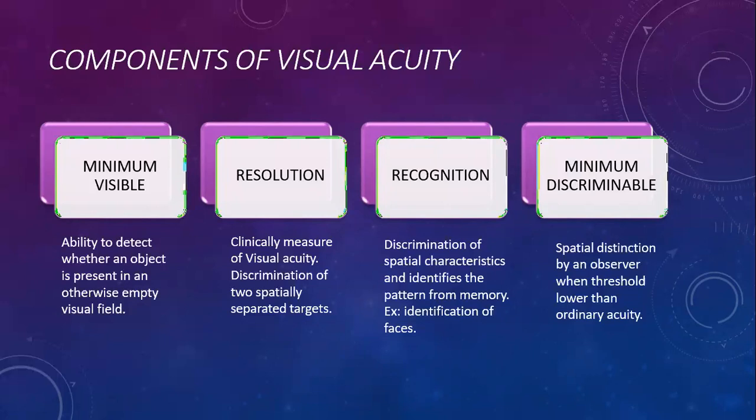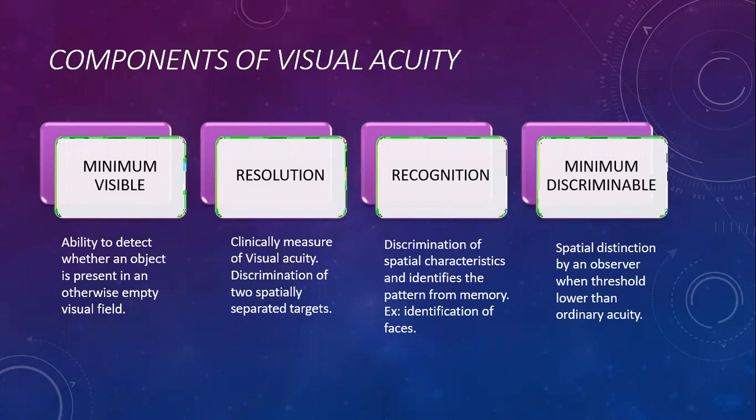identify. The third is recognition. What is recognition? Recognition is discrimination of the visual characteristics and identifying the pattern from memory. Identification of faces, that is called recognition. You know the recognition? To recognize something is called recognition. So something is there over there to identify or recognize. Is it A or B or C or D, whatever, or faces. So that is called recognition.